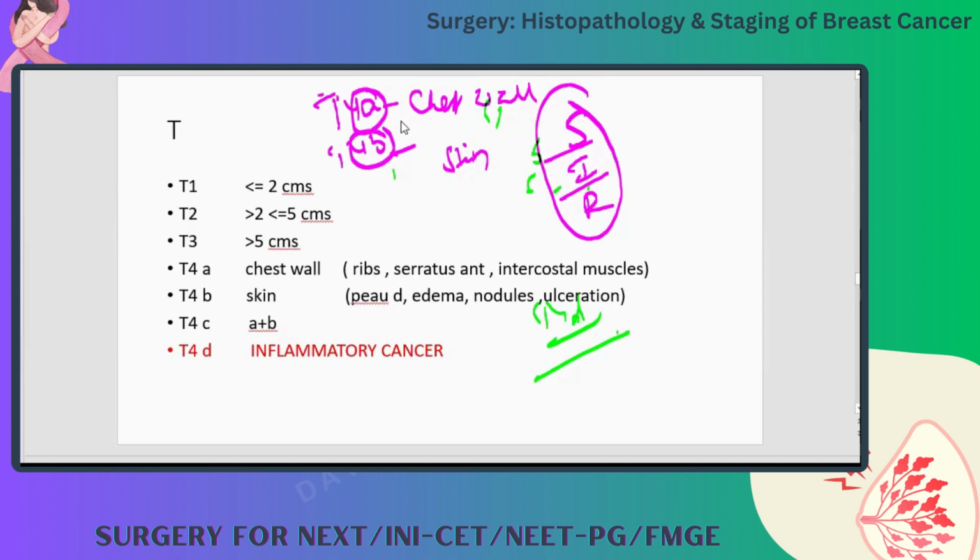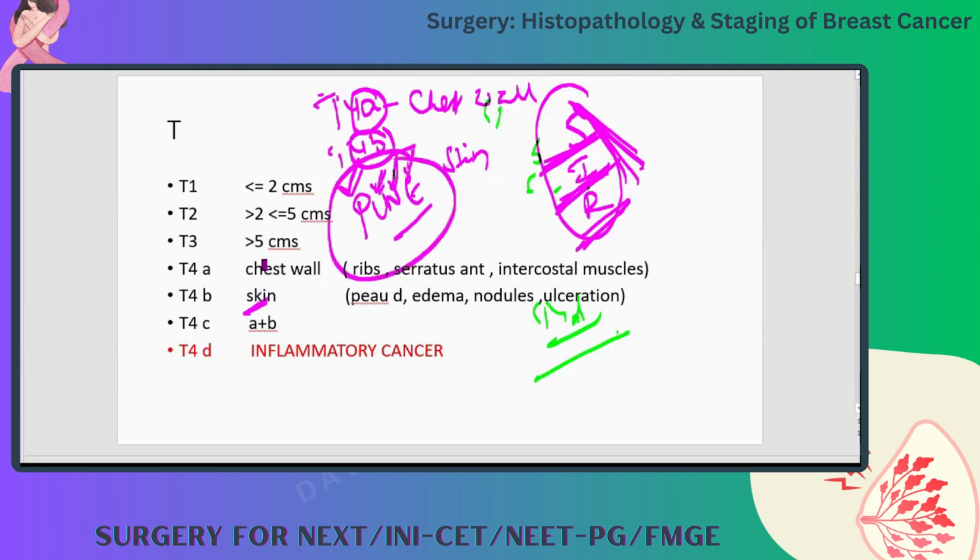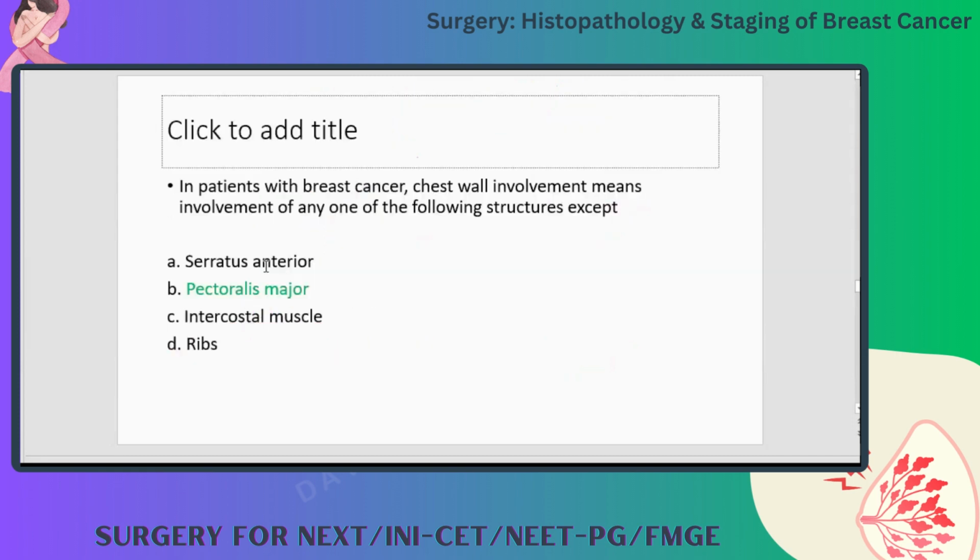Okay. So it is SIR: serratus anterior, intercostals and ribs. These are the three things. So this is about the chest wall. Whereas skin involvement, bahar, it is PUNE: peau d'orange, ulceration, nodule and edema. Only these four things, nothing else. I'll show you the question, then you will answer. See here.